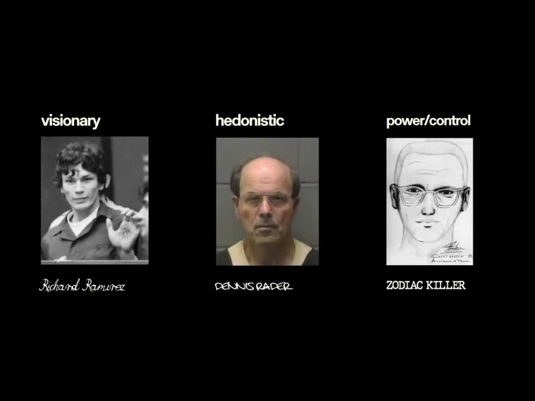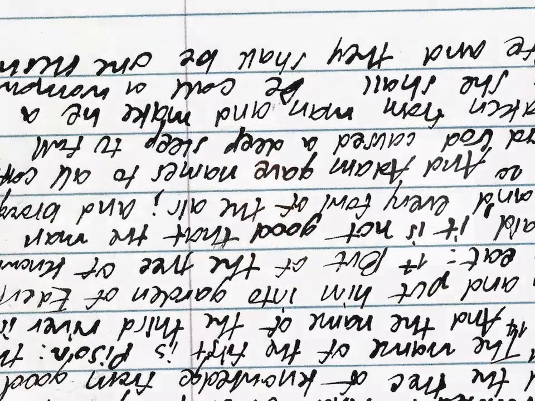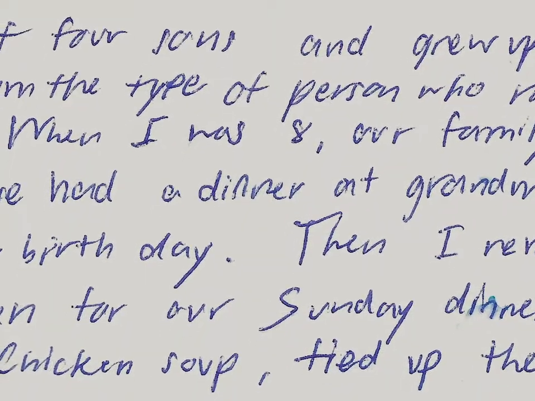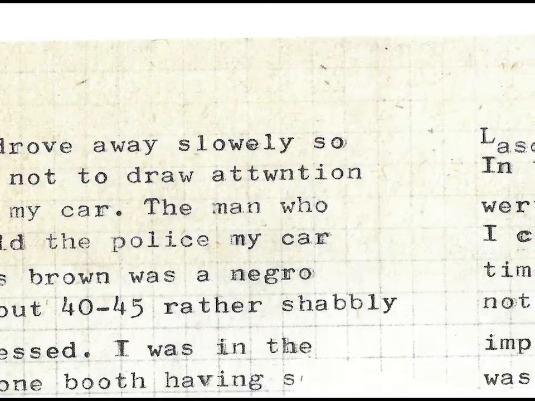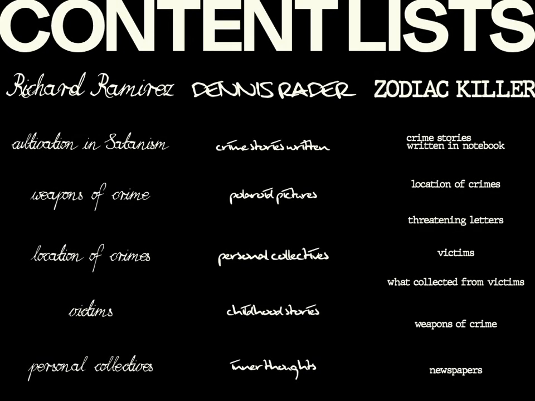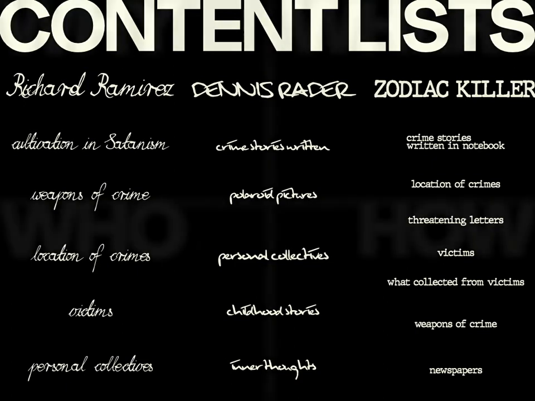So what I do is, as an investigator, I collect and connect the stories of the Zodiac Killer, Dennis Rader, and Richard Ramirez, based respectively on their typologies. In order to distinguish each murderer, I use different typographies. Richard used cursive handwriting, Dennis Rader used ballpoint pen, and Zodiac Killer used typewriter. And then I list out the content, which contains, first, their individual crime stories; second, scientific and psychological explanation; third, pattern of their crimes; and fourth, the choice of the victims.